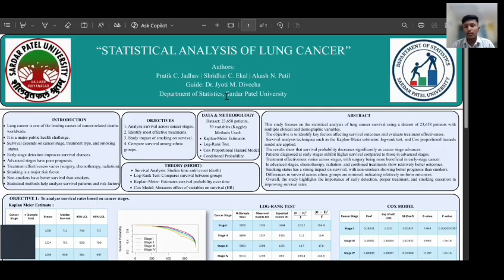Treatment effectiveness varies across stages, with surgery being more beneficial in early stage cancer. In advanced stages, chemotherapy, radiation, and combined treatment show relatively better outcomes. Smoking status has a strong impact on survival, with non-smokers showing better prognosis than smokers, and differences in survival across ethnic groups are minimal, indicating relatively uniform outcomes. Overall, the study highlights the importance of early detection, proper treatment, and smoking cessation in improving survival rates.